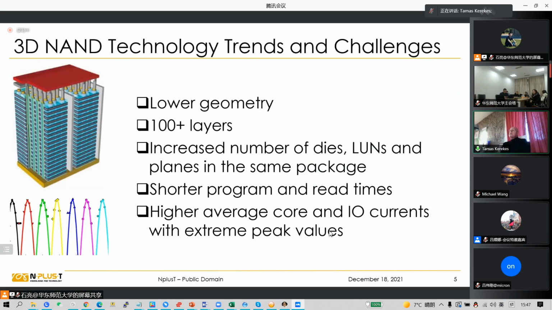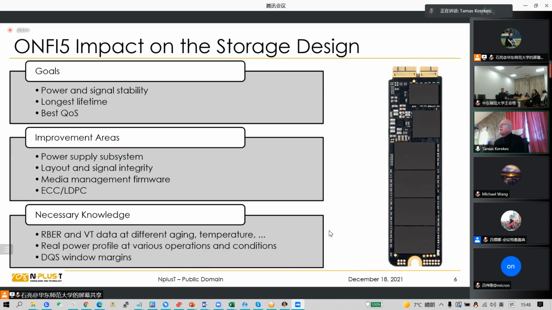From the technology point of view, it's evidently, of course, a lower geometry. We are reaching 100+ layers. The number of dies, LUNs, and planes in the same package are increasing. Of course, the program and read times are shorter and shorter. And another challenge we see is that the I/O and core currents, and the average and peak currents, are really increasing a lot, which is of course normal because of the higher number of cells and the higher I/O speed.